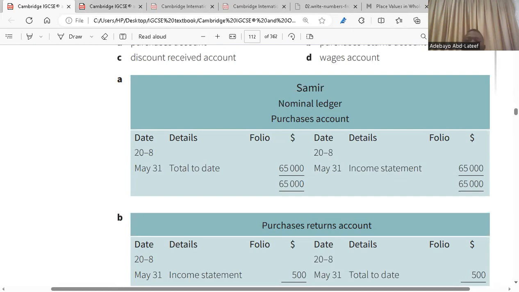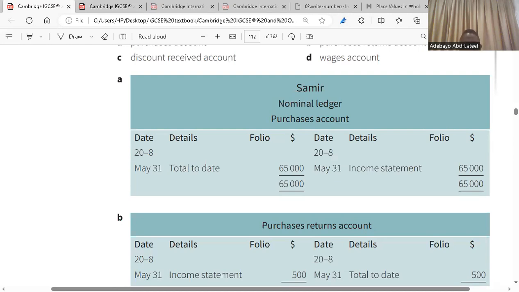Yes. So when you are transferring from the statement of profit and loss, you are transferring into the nominal ledger. You have your purchases account. Remember the purchases you bought. It is a debit balance. Yes or no? Yes. So total to date will be on the debit side. Then the income statement will be on the credit side. It will be in reverse now. Your total of your purchases account will be on the debit side, but your income statement will be on the credit side. That's for purchases. For purchases returns, you have your total to date on the credit side, your income statement on the debit side.